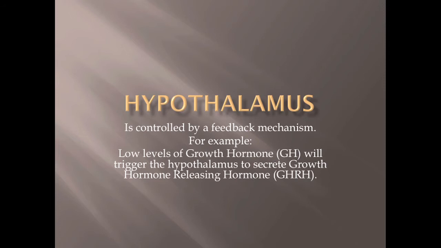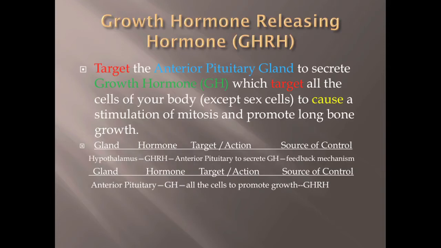The hypothalamus itself is controlled by a feedback mechanism. So it registers hormones in the blood, and this will cause it to either secrete another hormone or send a nerve impulse to cause a reaction. So for example, low levels of growth hormone will trigger the hypothalamus to secrete growth hormone releasing hormone. And that in turn has another target. Growth hormone releasing hormone targets the anterior pituitary gland, which will then secrete growth hormone.